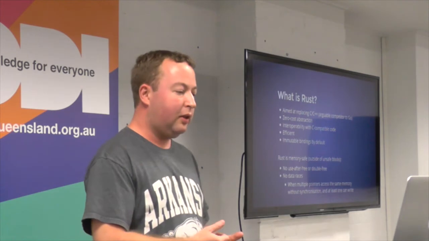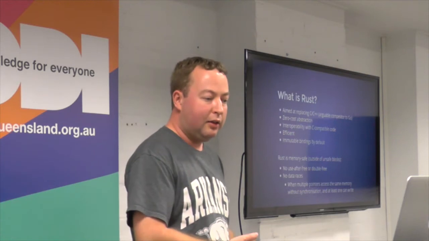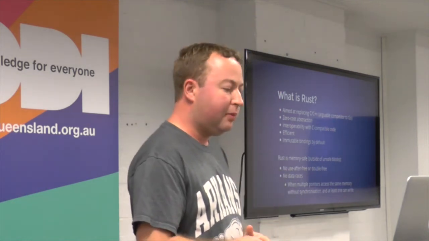As I said, Rust is memory safe outside of unsafe blocks. So you can't possibly use a variable after it's been freed. You also can't double free anything. Another important part of this memory safety is that there are no data races. What this means is if you have multiple pointers to the same area of memory and there's no synchronization, and one can write, that would be a data race. This happens often in multi-threaded applications where threads race each other. But as I'll talk about a bit later, this actually occurs in single-threaded applications as well, when you do things like modify a collection that you're iterating over at the time.